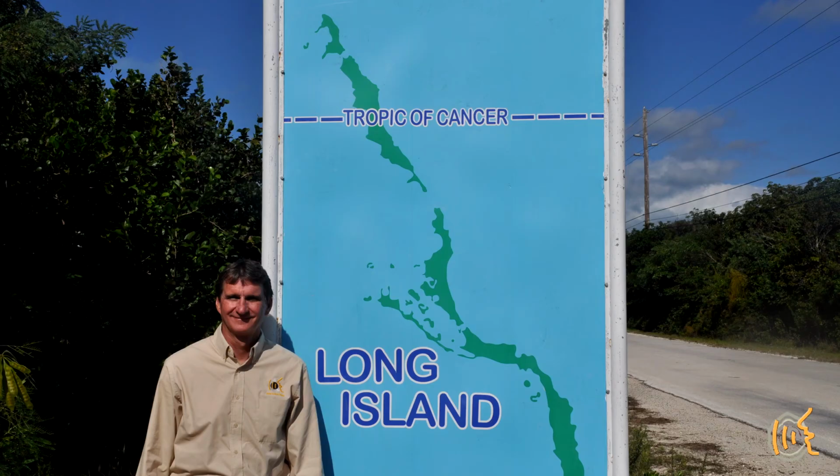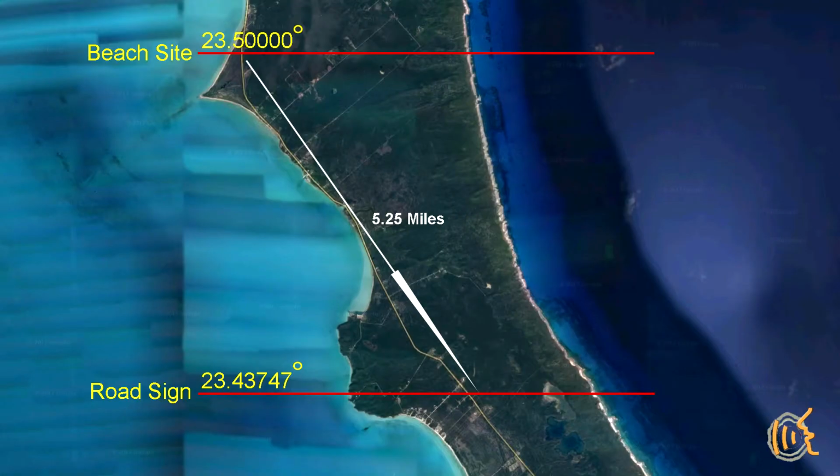Now let's talk about the other two places that you could use as a backdrop for an educational talk on the Tropic of Cancer. The line that marks the Tropic of Cancer is actually constantly shifting. At this time it is shifting southward, and the government of Long Island appropriately installed a road sign on the main road, the Queens Highway, marking the tropic when it was located at 23.43747 degrees north. This is about 5¼ miles south of the 23.5 degree line. Let's take a look at this site.